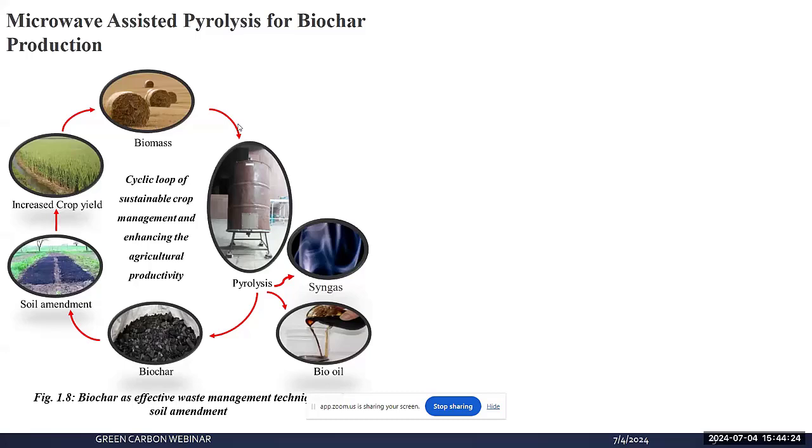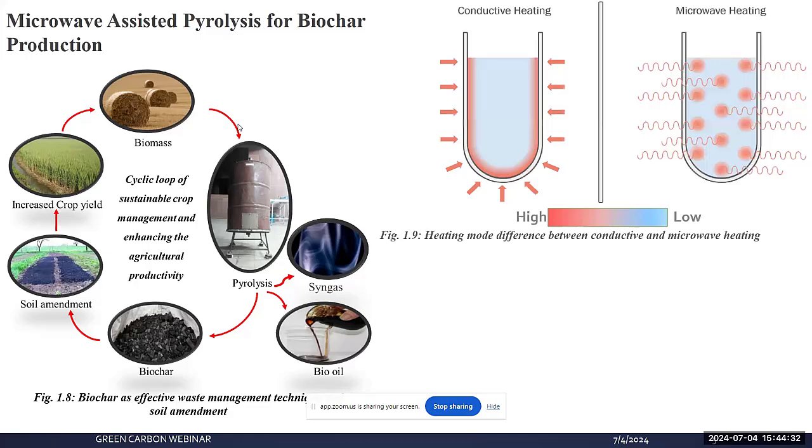the agricultural productivity. Recently, people are moving towards advanced pyrolysis technology, because the advanced pyrolysis technologies include microwave heating. As we see the difference between conductive and microwave heating.